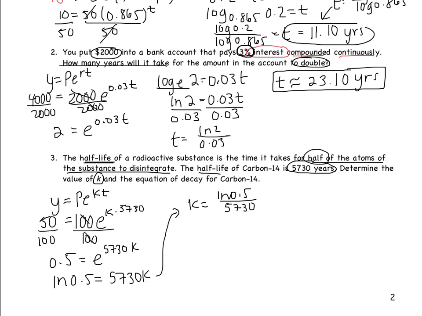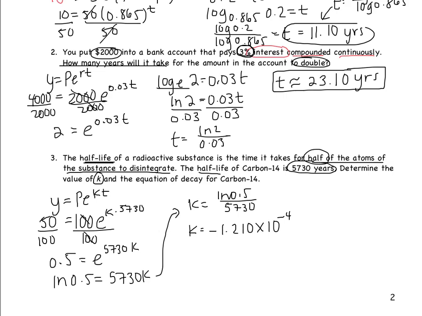In my calculator, I'm going to make sure that that natural log is only being taken of 0.5. So I'm going to do natural log of 0.5 and end my parentheses. Then I'm going to divide by 5,730. You're going to notice you get kind of a funny answer. It's negative 1.210 e to the negative fourth. So that's scientific notation. It just means times 10 to the negative fourth.